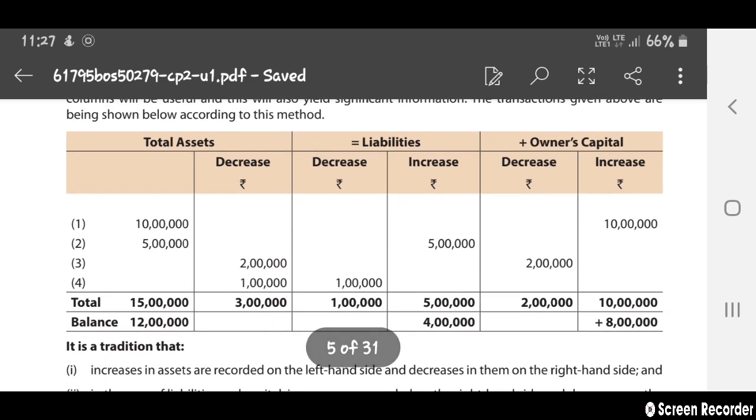Okay, totally 12 lakh. Now liabilities: it is also 1 lakh and 5 lakh because you have borrowed it. Totally 5 minus 1, 4 lakh. Next, owner's capital. The owner's capital increase is 10 lakh and 2 lakh is decreased. Totally 10 minus 2, it will be 8 lakh. And when you add 8 lakh and 4 lakh, how much will it be? 12 lakh. So therefore the balance sheet is balanced. No extra money or less money.